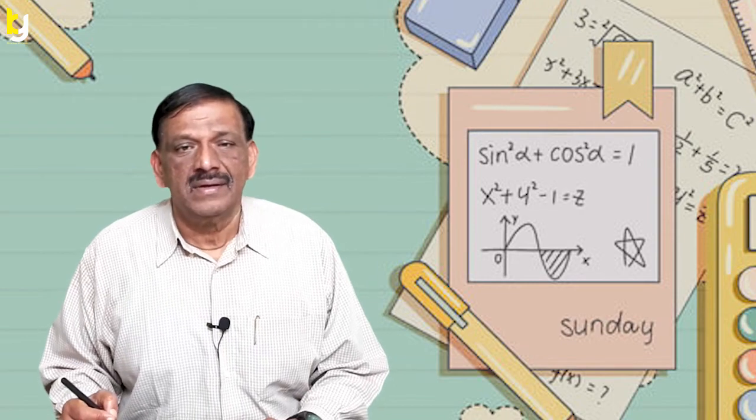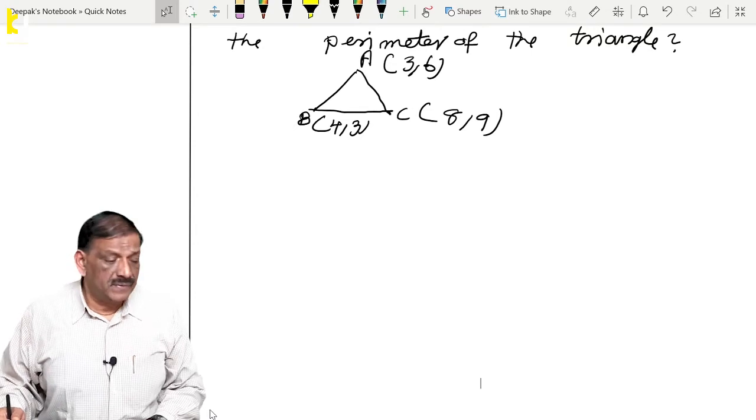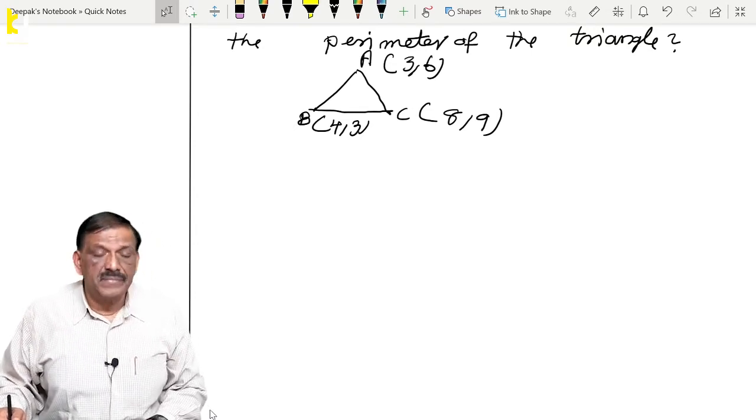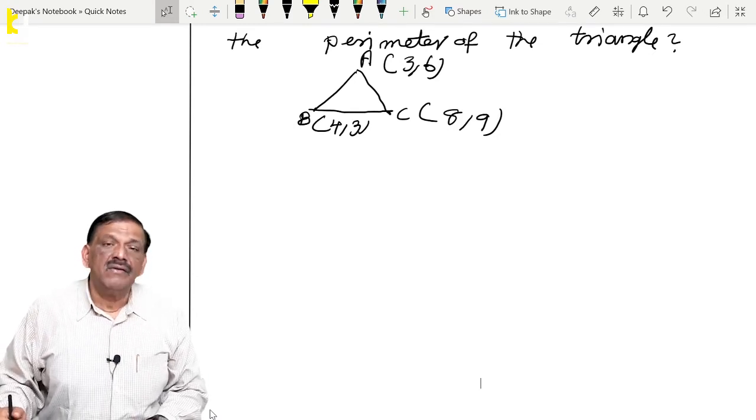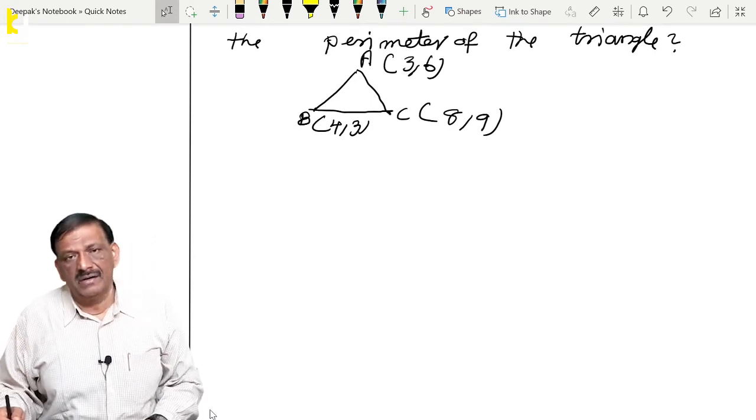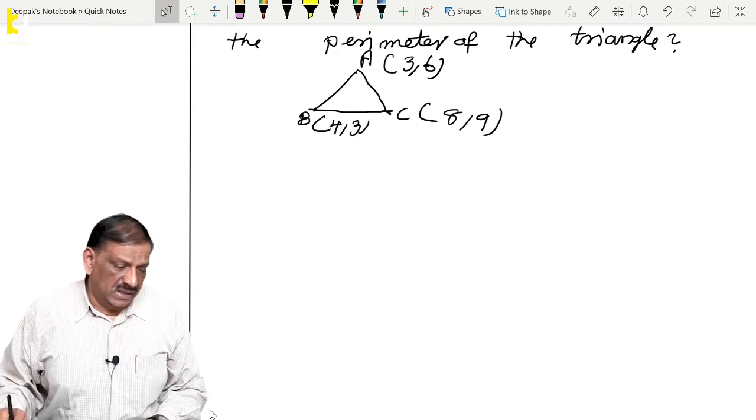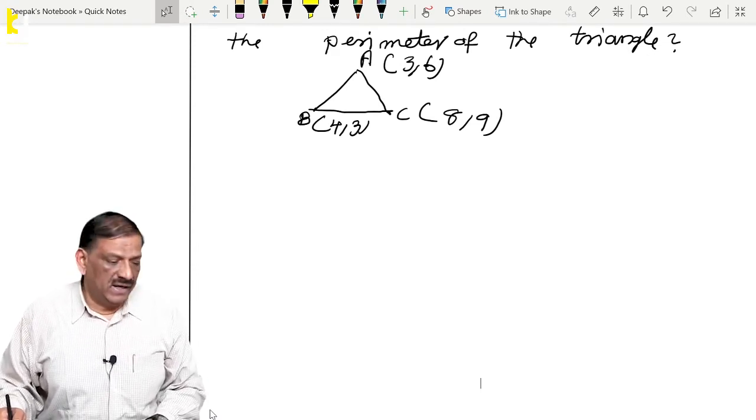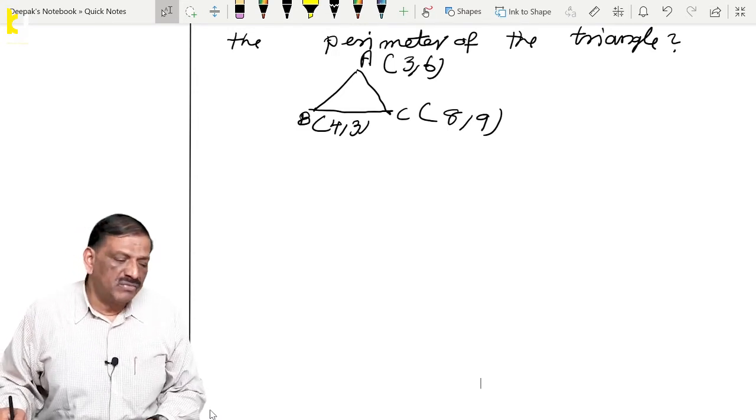Clear? Next, the question is: if A (3, 6), B (4, 3) and C (8, 9) are the vertices of a triangle, then find the perimeter of the triangle. We know that to find the perimeter of the triangle, we must find the lengths of the three sides, that is length of AB, length of BC and length of AC, and add AB plus BC plus AC. It will be the perimeter of the triangle.